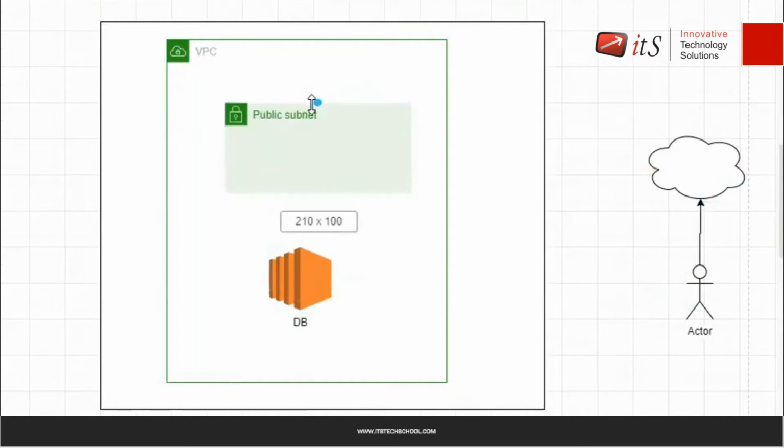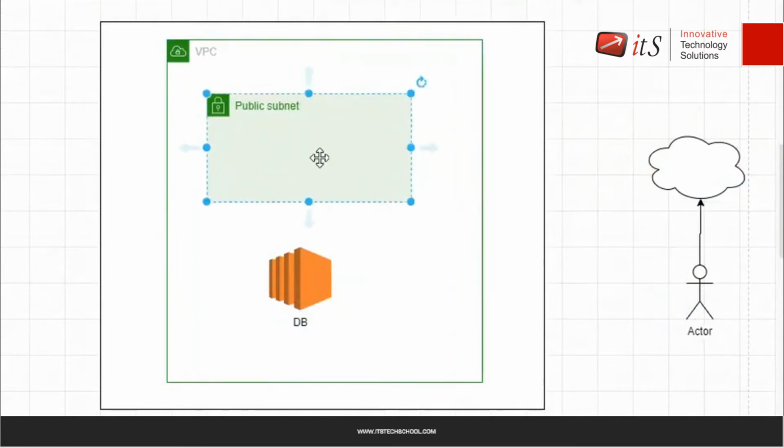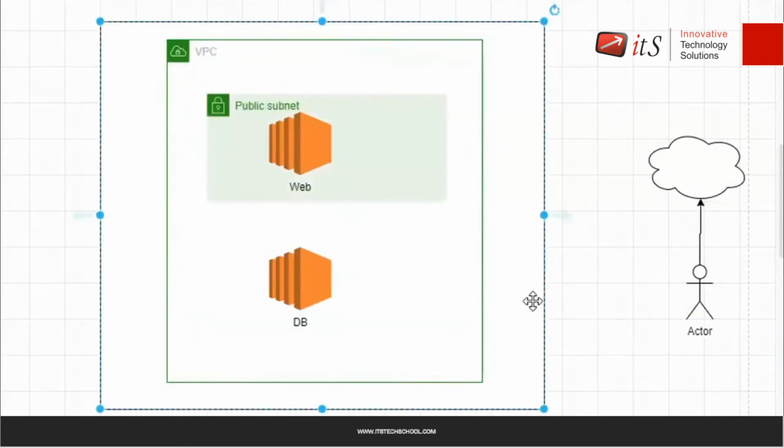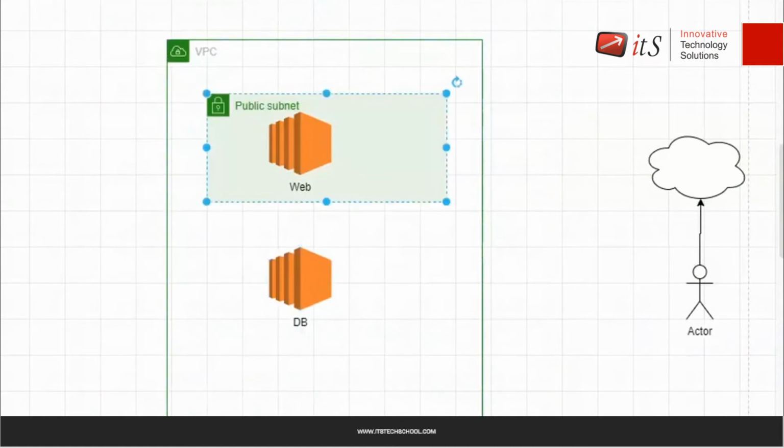A subnet is just dividing your network into subnetworks, nothing else, right? So let's assume this is my public subnet. Let's make a background, right? And one will be my private subnet.